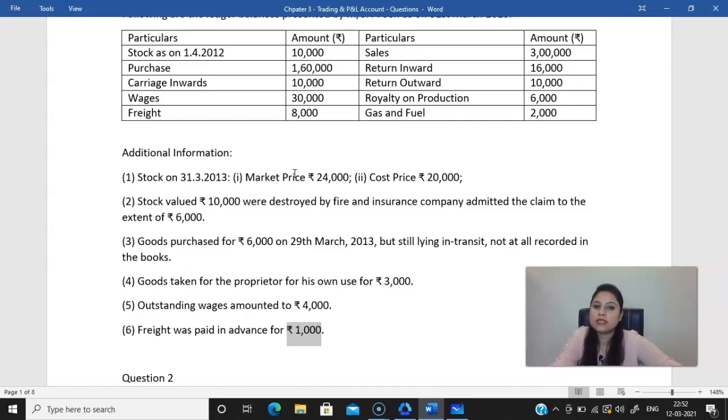So after doing all these adjustments, there are two ways of solving this question. Either we can do the adjustments separately as a working note and then put down the final values in the trading and P&L account, or we can make the adjustment in the trading and P&L itself and show that these goods have been adjusted, and then the final value has been recorded in the trading and P&L. So let us start solving the question.